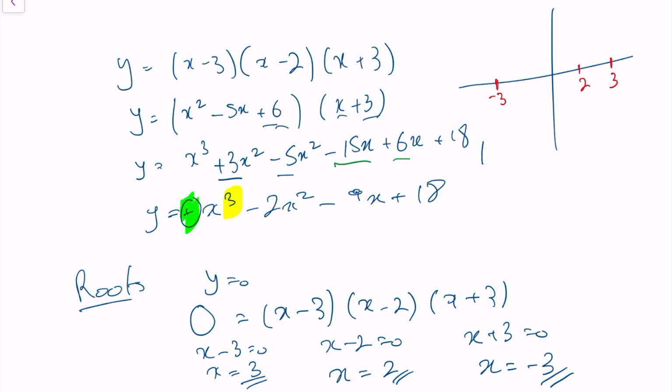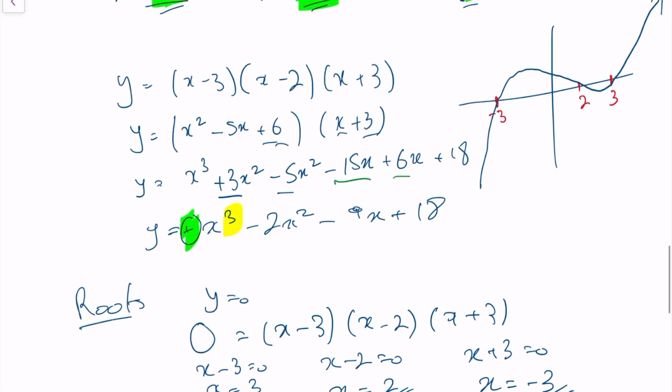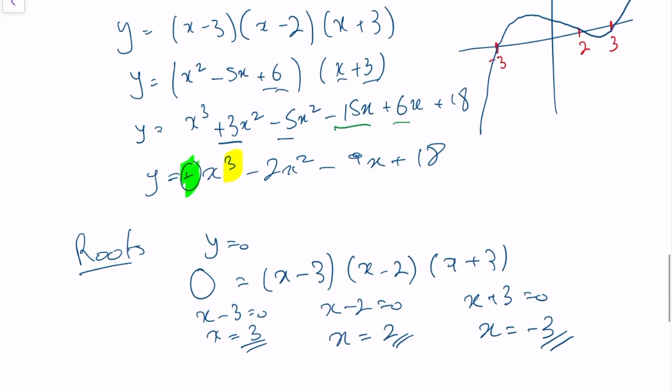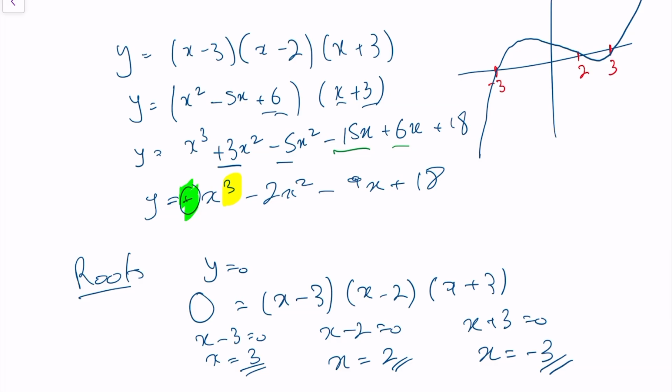So it's going to be going something like this. Actually, let's make that cleaner. Let's make it go like that, that, and that. So that is what this cubic would look like, for example. Okay, all of that done by just finding the roots and the sign of the x cubed.